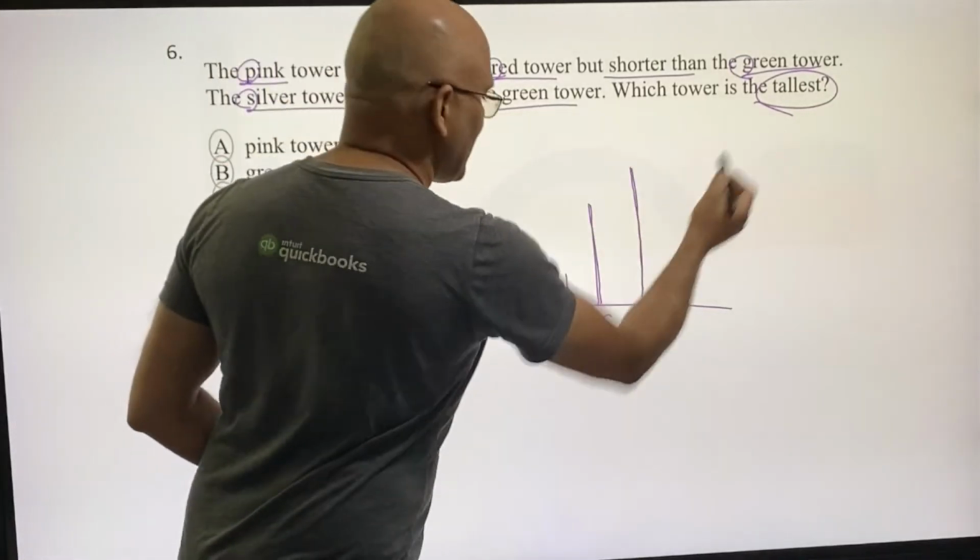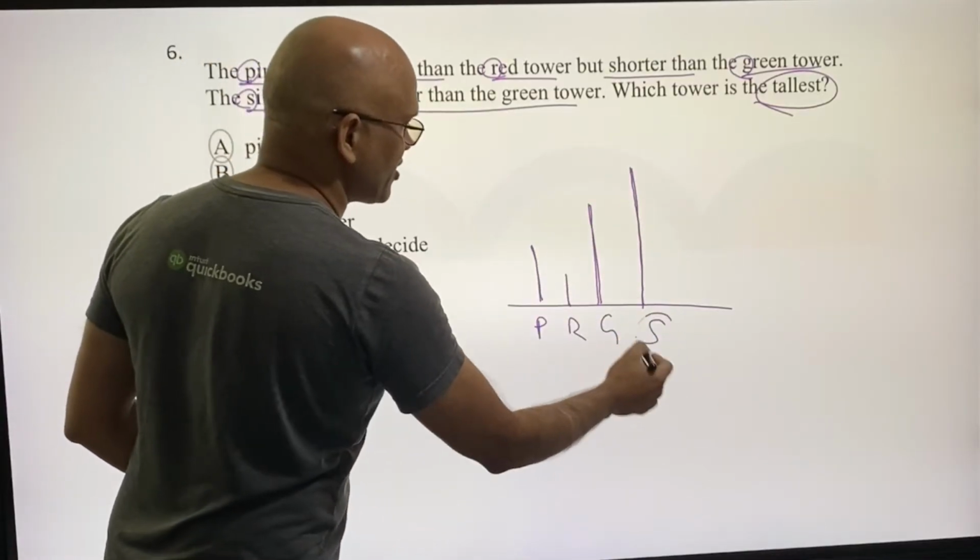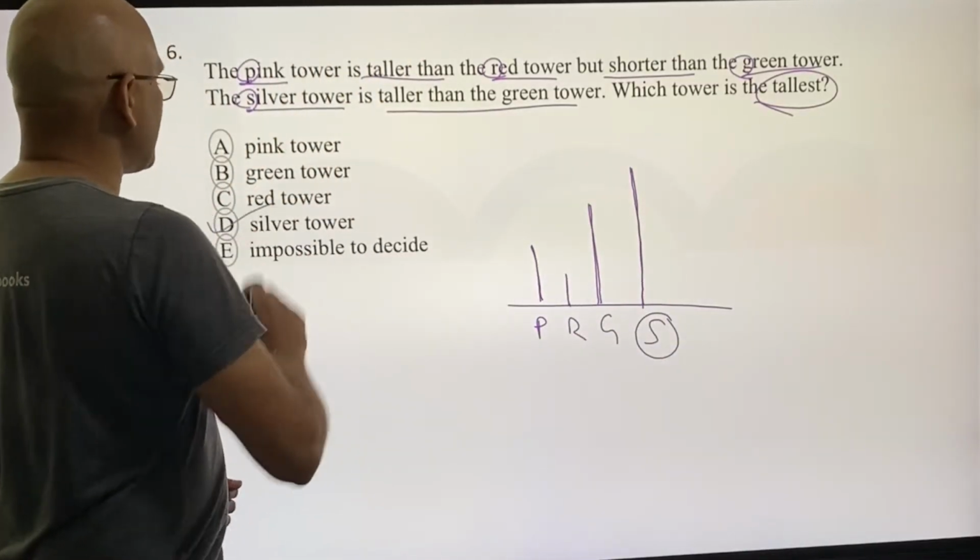Which tower is the tallest? As you can clearly see here, silver is the tallest tower. Then D is the correct choice.